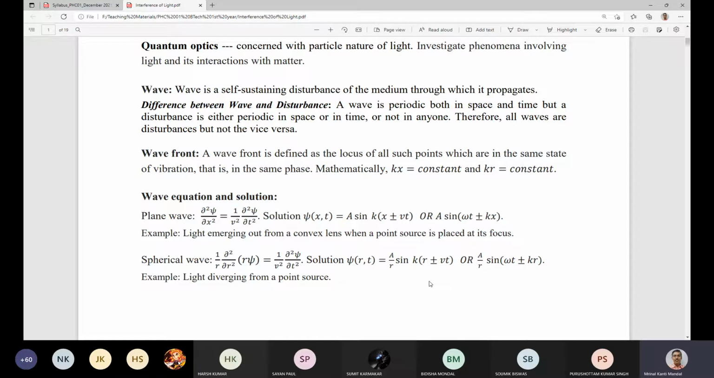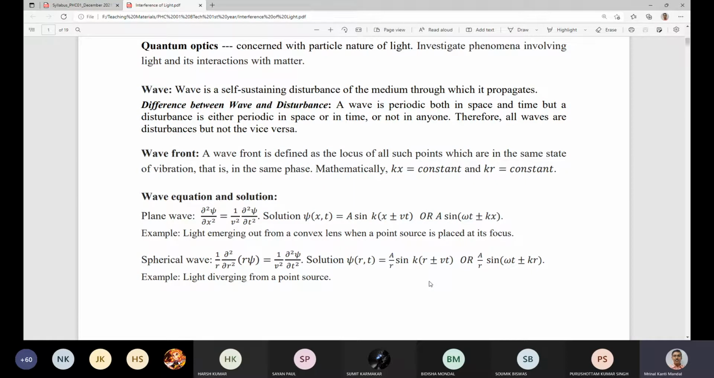Now we want to mention the wave front. So what is wave front? A wave front is defined as the locus of all such points which are in the same state of vibration, that is in the same phase. A wavefront is defined as the locus of all such points which are in the same state of vibration, that is in the same phase.